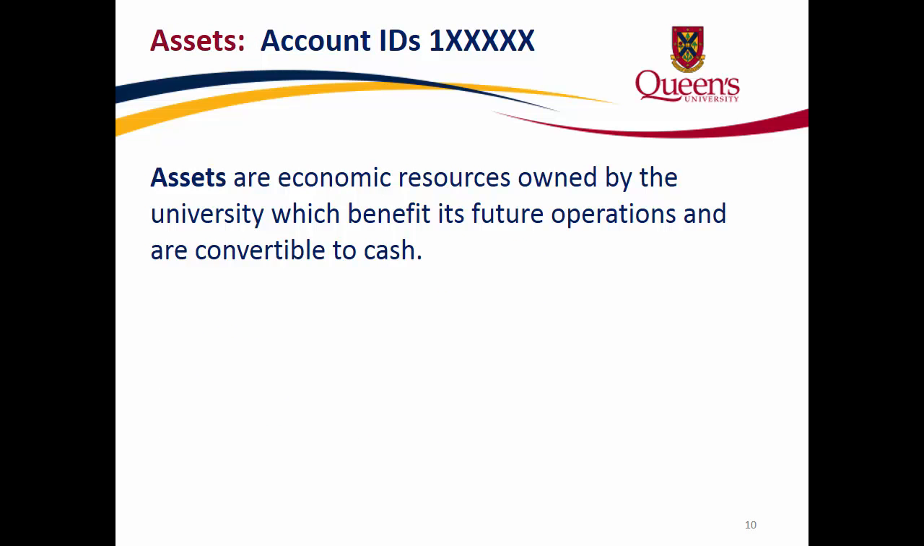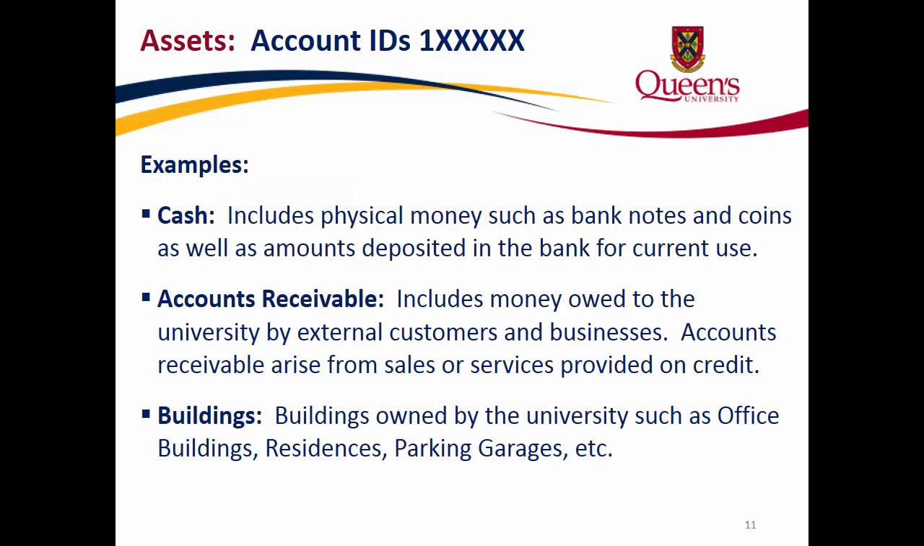Assets are economic resources owned by the university which benefit its future operations and are convertible to cash. Some examples of assets include cash. This includes physical money such as banknotes and coins, as well as amounts deposited in the bank for current use. Accounts receivable includes money owed to the university by external customers and businesses. Accounts receivable arise from sales or services provided on credit. Buildings owned by the university, such as office buildings, residences, parking garages, just to name a few.